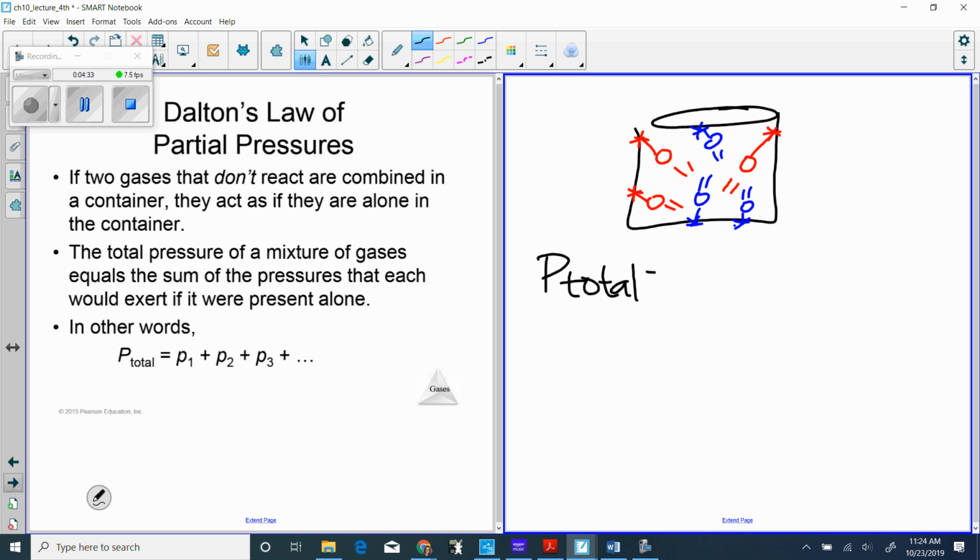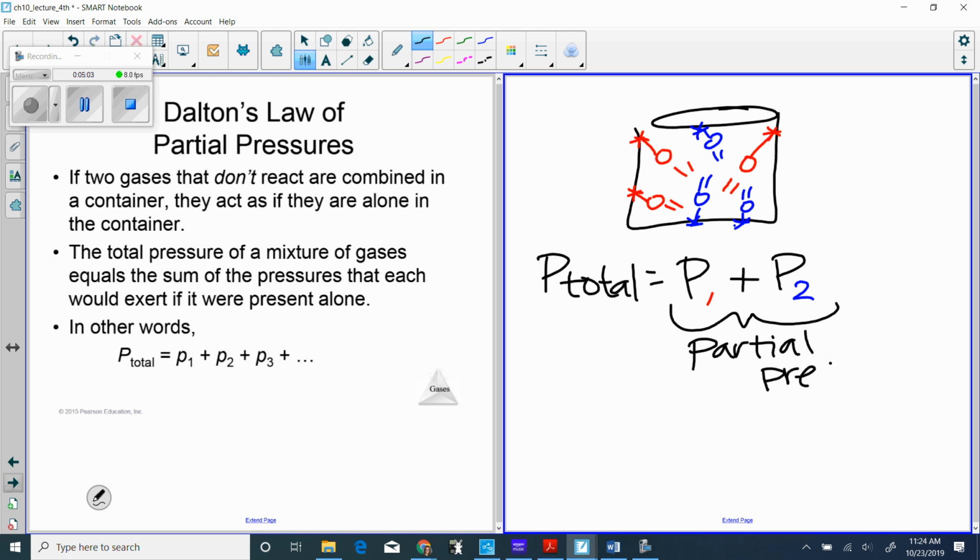Oftentimes, we have a mixture of gases. Like right now, we're breathing a mixture of gases. Very rarely is something going to be a pure gas. So our total pressure of all these collisions is going to be the pressure of the red gas plus the pressure of the blue gas. And then there's a vocab word that goes with that. These are called partial pressures. If I could just see how much boinking the blue one is doing, that would be its partial pressure. If I could just see how much the red is boinking, that would be its partial pressure, and it adds up.